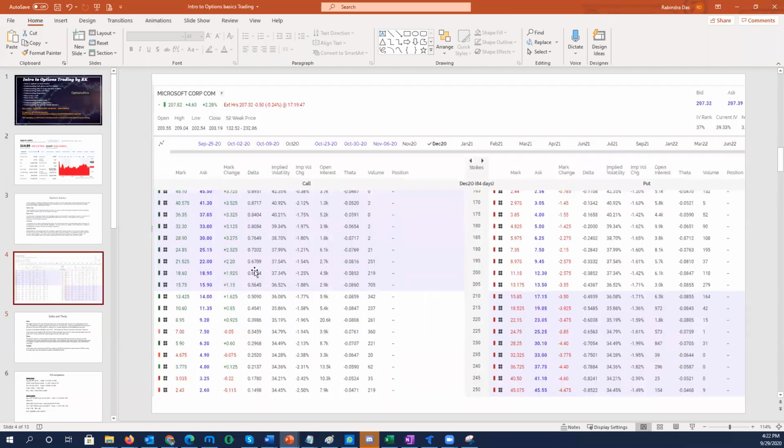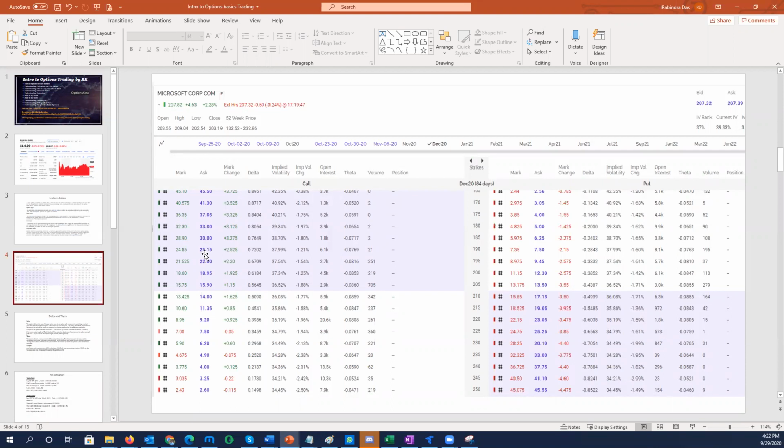So here, if you see, delta is 70, right? I paid $25, 2,500, for this 190 strike. For delta 70, I paid 2,500. So if Microsoft moves $1, how much does this one move? 70 cents, 72 cents basically. So 25 plus 72, how much does the price become? 25.85.